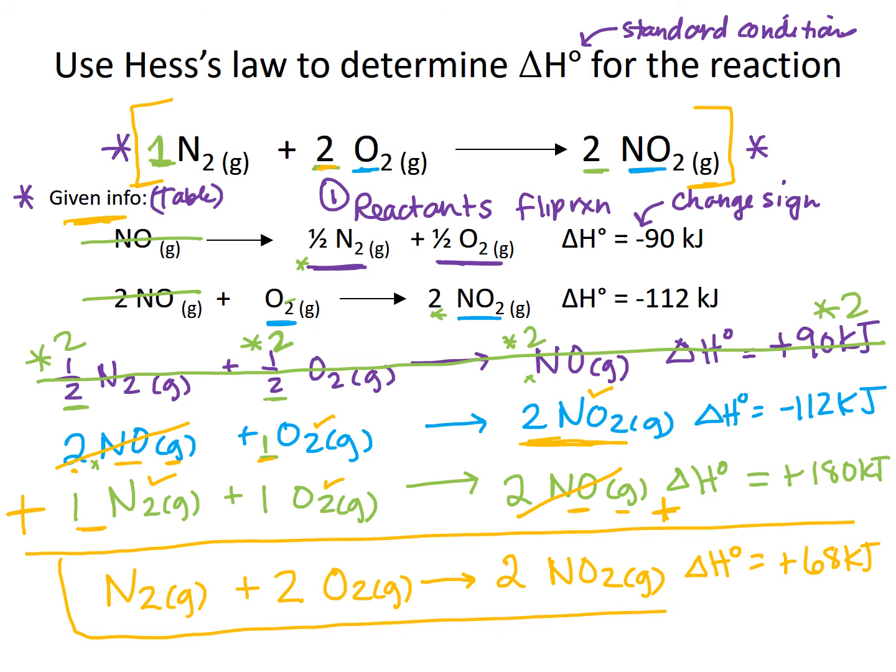Okay, so I've matched my reaction: 1 mole of nitrogen gas plus 2 moles of oxygen gas gives 2 moles of NO2 gas, from originally what I'm looking for. Adding those 2 values together gives me a delta H value of positive 68 kilojoules. Remember, positive is endothermic. So an endothermic reaction means that it takes energy for this to happen. Again, that was found by taking negative 112 kilojoules and adding it to 180 kilojoules.